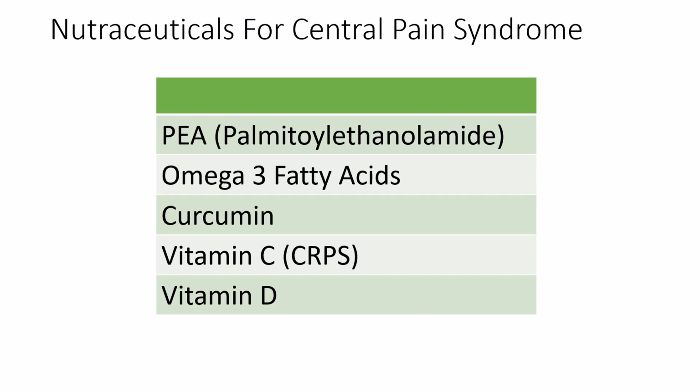Curcumin has been shown to help relieve both nerve pain and centralized pain syndromes. Vitamin C lessens the risk of developing chronic regional pain syndrome, or CRPS, that usually occurs after a surgery or injury. And vitamin C has also been shown to improve CRPS. Finally, vitamin D deficiencies are associated with chronic pain syndromes, and so supplementing vitamin D is also recommended.